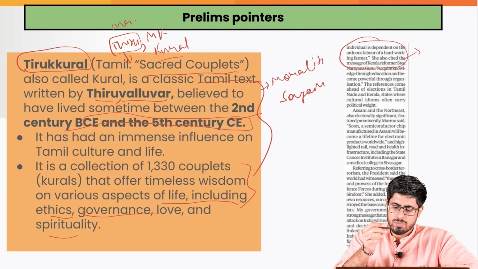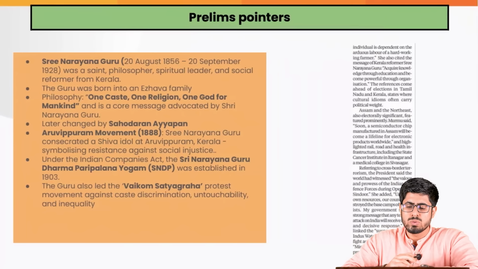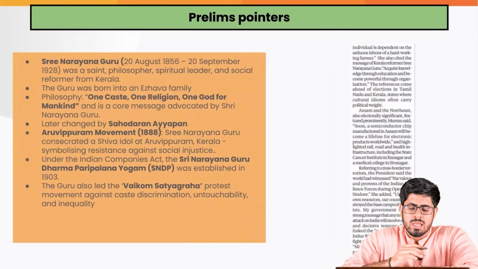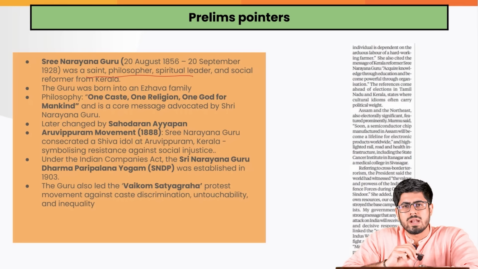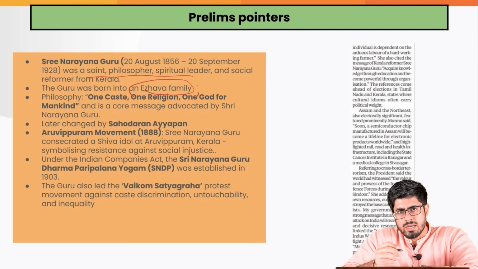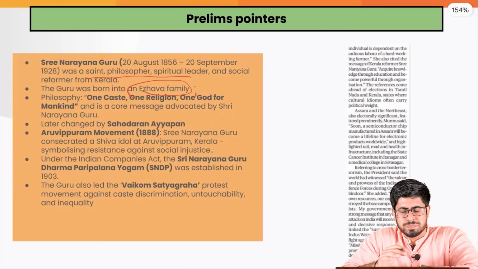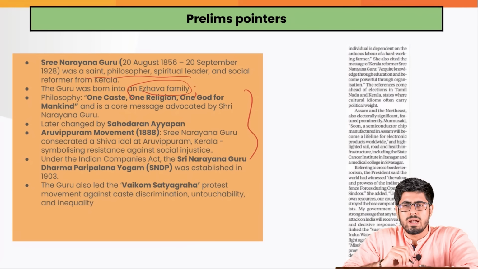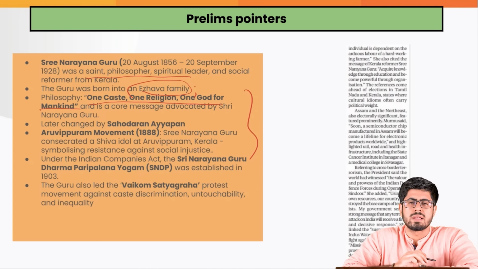Apart from that, the Honorable Prime Minister also reflected on the role of Sri Narayan Guru from Kerala. He took the message of Sri Narayan Guru. Who is Sri Narayan Guru? He was a social philosopher, a social reformer from the state of Kerala. He belonged to the Izhava caste, a caste against which a lot of discrimination was being done in Kerala at that time. So he took it upon himself and gave the message of one caste, one religion, one God for mankind.